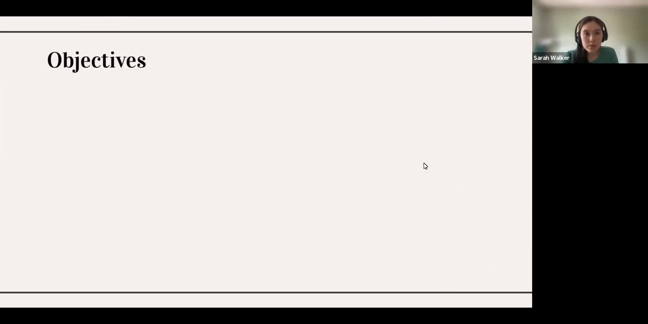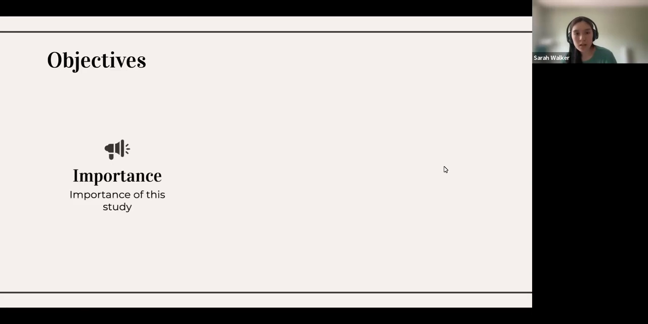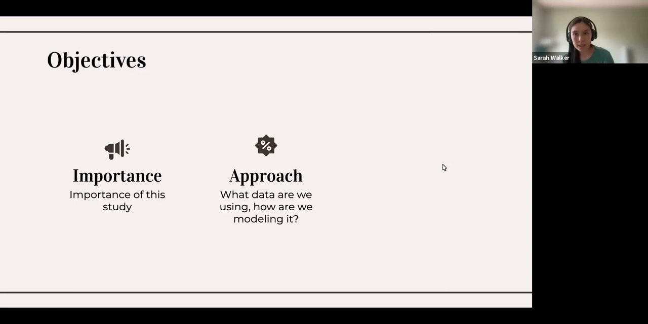Oh, can I not change? Okay, there we go. Just to talk a little bit about what I'm going to cover in this talk: why we're doing this study and why we're asking these questions, what data we're using and how we're modeling it. This is the more mathematical part of the talk. Then I'll cover our preliminary results and what we hope to do in the future.